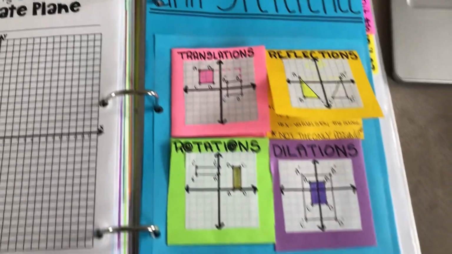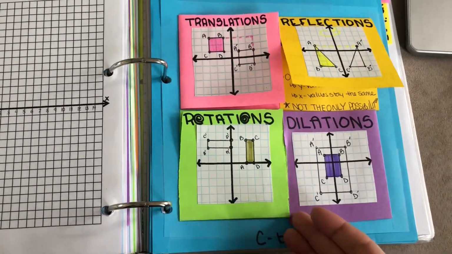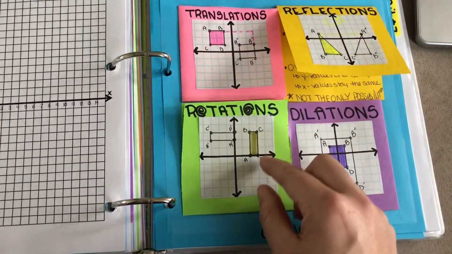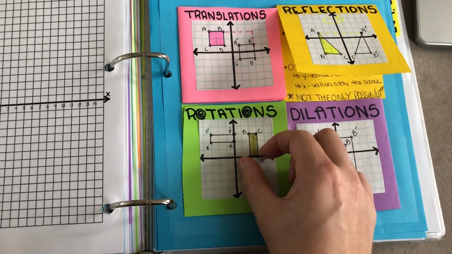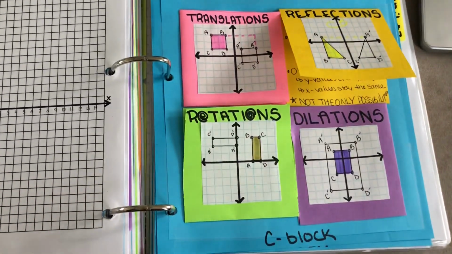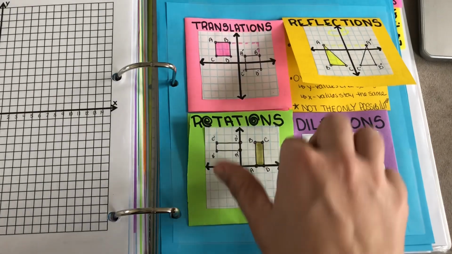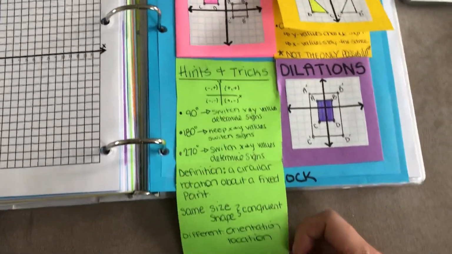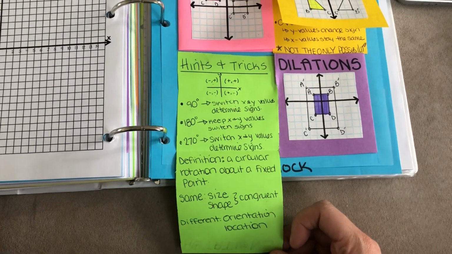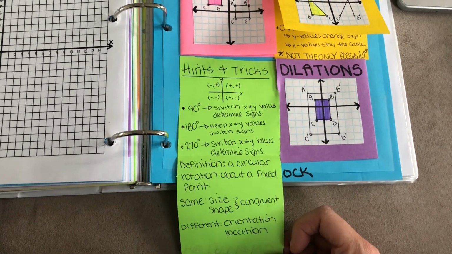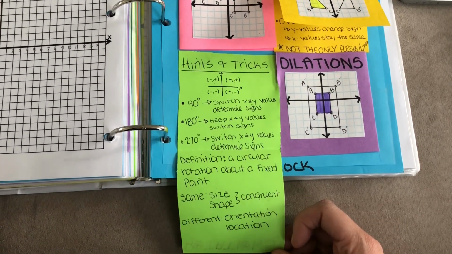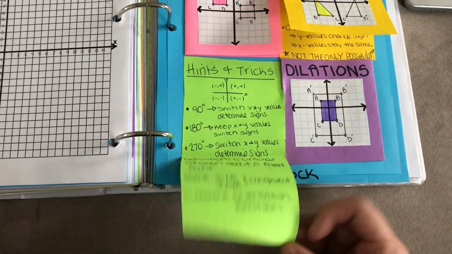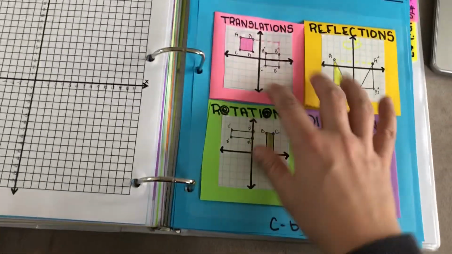So that's reflections. Then we looked at rotations. In a rotation, we take an image and we physically rotate it. This is where we used those little transparency sheets and we spun the transparency around. So in a rotation, we have a circular rotation about a fixed point. Size and shape stay the same, so again, they're congruent, but the orientation and location are different. So those were the first three.